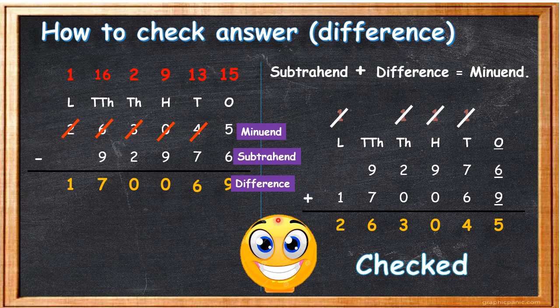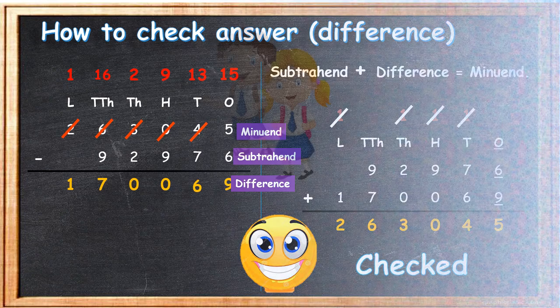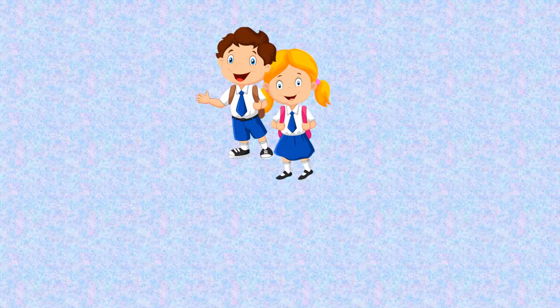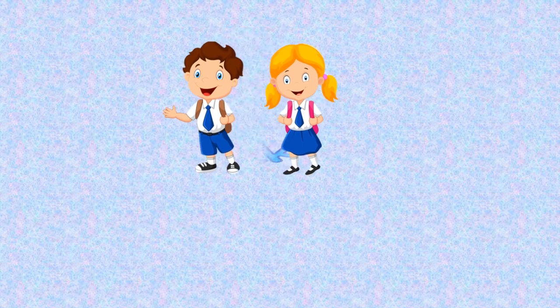So our sum or total is 2,63,045, which is equal to our minuend, that is 2,63,045. So this proves that our subtraction is right. Our difference is right. So we have checked our answer. I believe, children, subtraction is clear to you all. Stay blessed. Thank you.